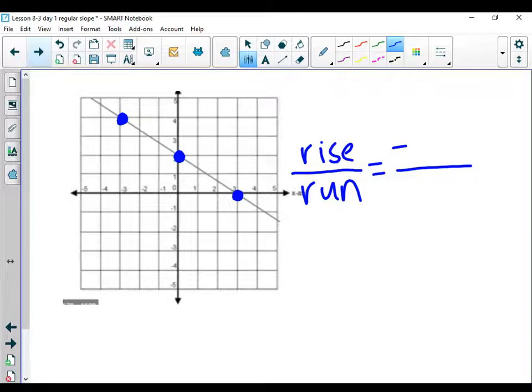So now the rise number gets silly because I'm actually going down. Down 2 over 3. Down 2, run 3. Think we're getting the hang of it?